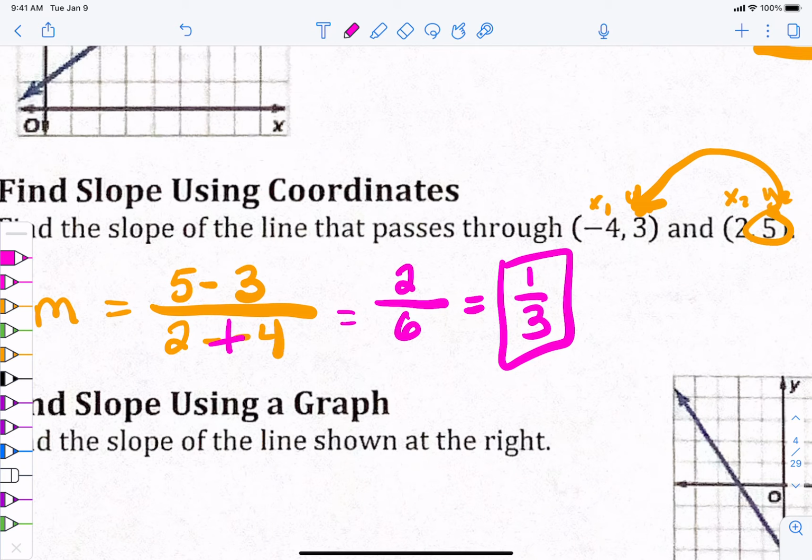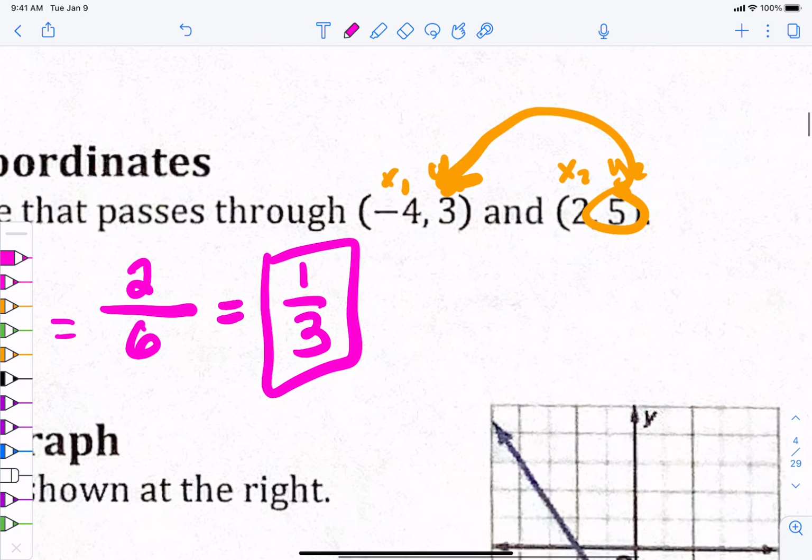Okay, we remember doing this? y2 minus y1 over x2 minus x1. Label them like this if you need to. Label them and write them out.